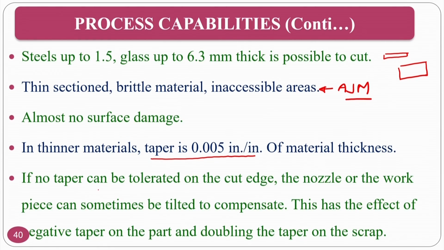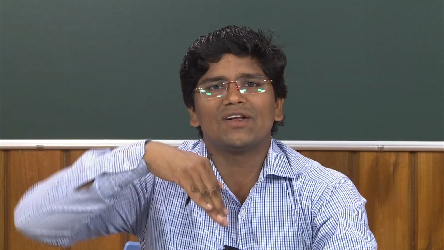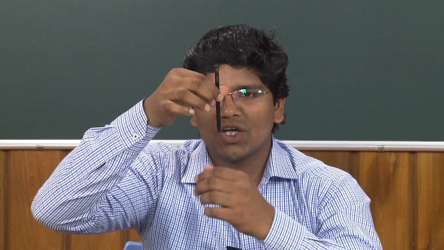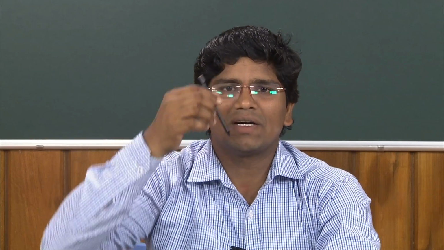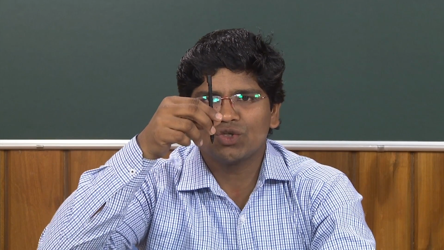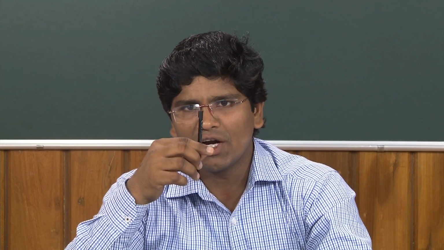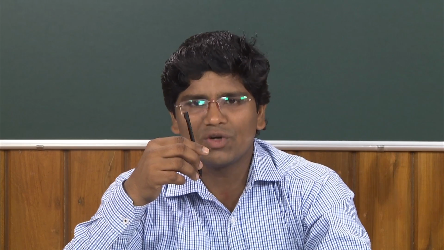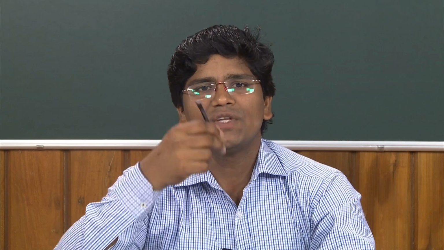No taper can be tolerated in the cutting edge, so the nozzle or the workpiece can sometimes be tilted to compensate for this. So if you don't want this type of taper, you can tilt it. Nowadays you can tilt the nozzle, assume that this is your nozzle, as per your requirement. If some microns of taper are coming, you just move your nozzle or give some tilt to your nozzle in the opposite direction of that taper so that you can compensate it.